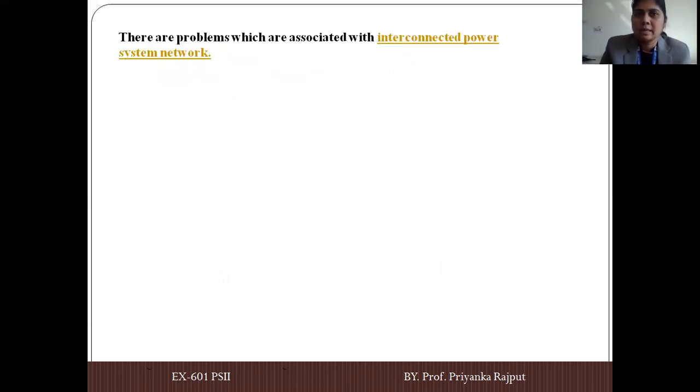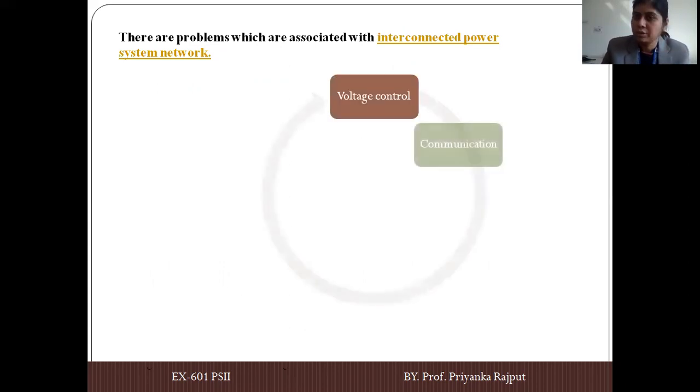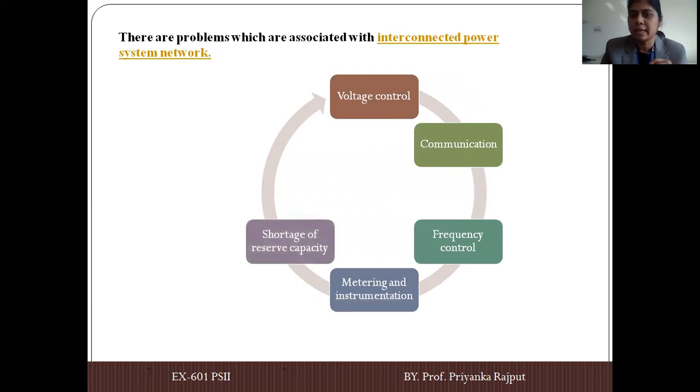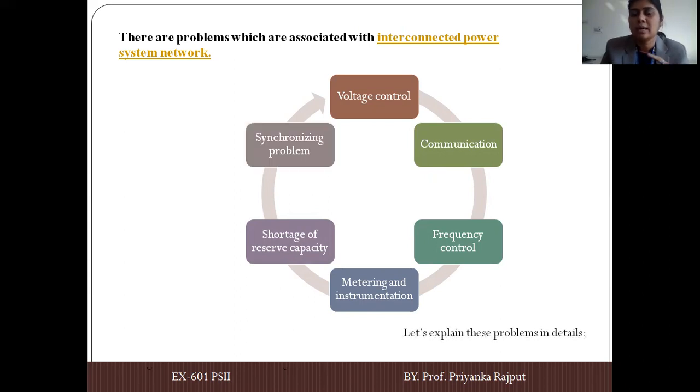Now, there are problems associated with an interconnected power system network. The first one is voltage control, the second one is communications, the third one is frequency control, the fourth one is metering and instrumentation, then storage and reserve capacity, and the last one is the synchronizing problem. These are the different types of major problems which we will face in the interconnected system.